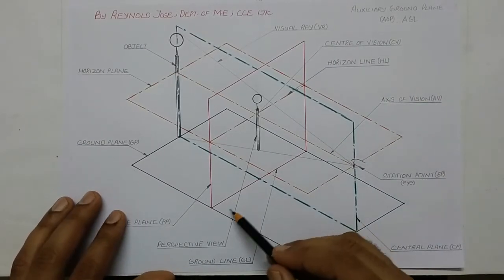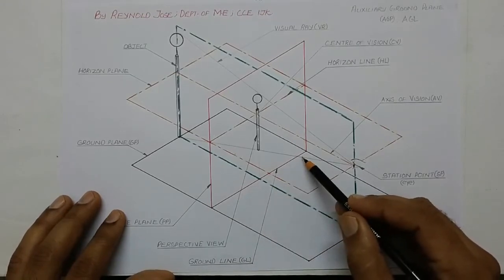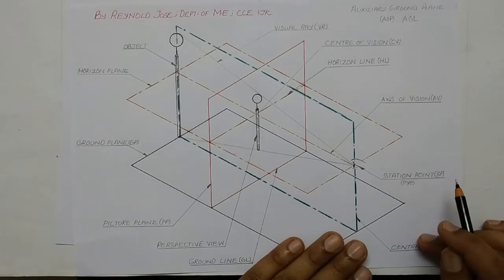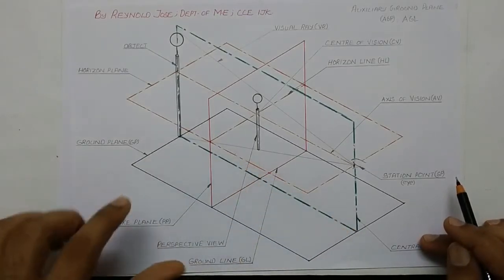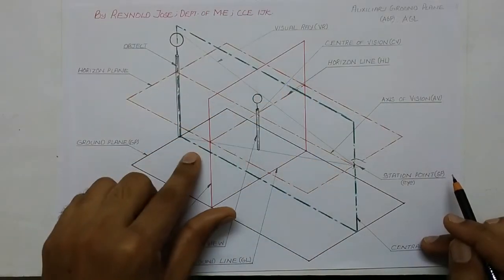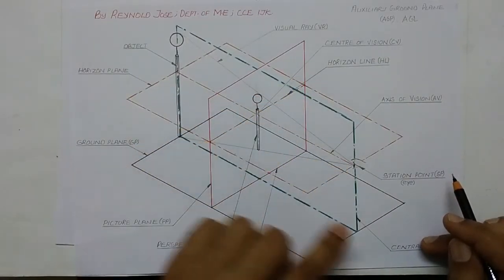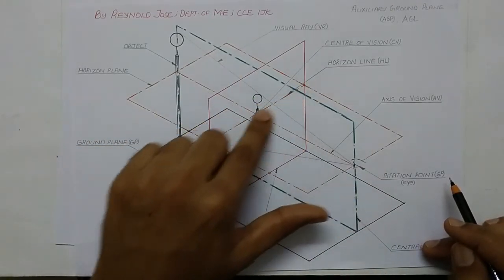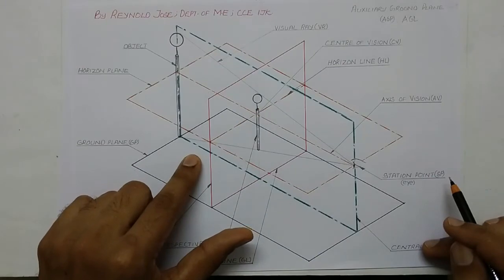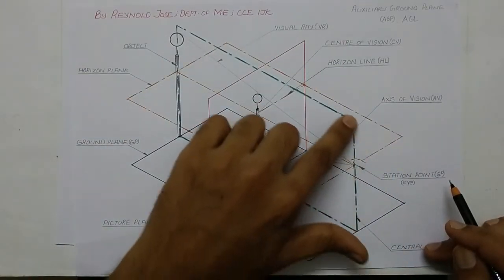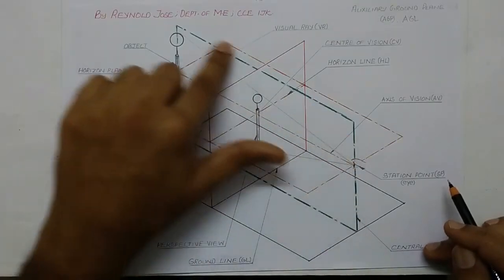So if you consider this ground line, here the ground line and this ground plane are in the same plane. Okay, so in effect ground line means ground plane itself. Then the second one is horizon line. So horizon line is at the height of the observer, and when you are considering this horizon line, it can be similarized to the horizon plane itself. And this is known as the central plane.